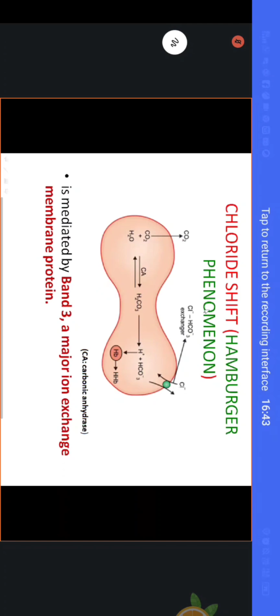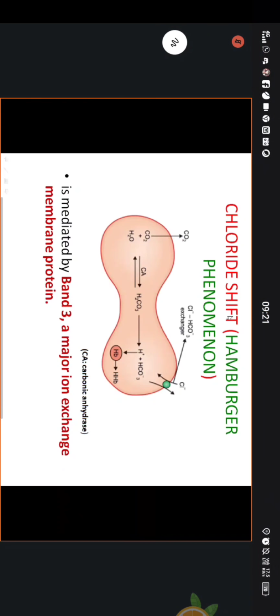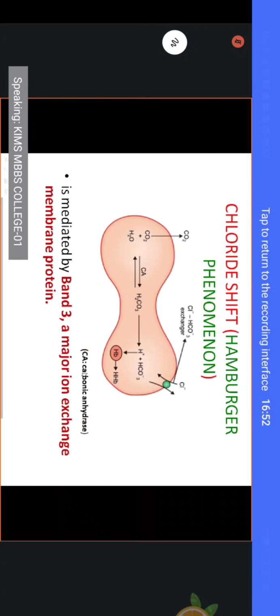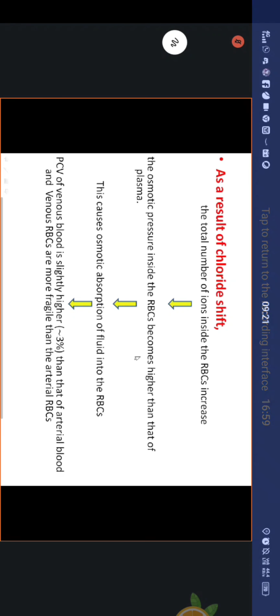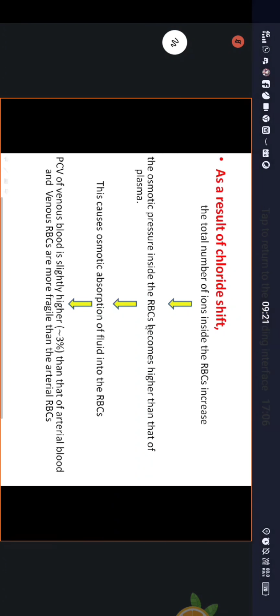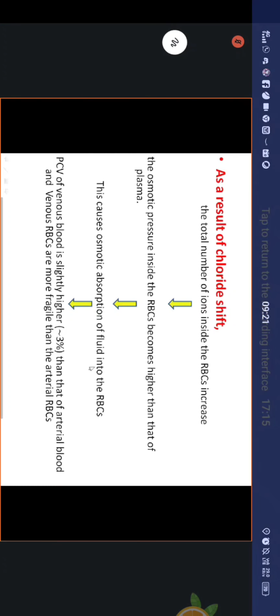It can be usually given as short notes also, very short notes. A 3 marks question on the chloride shift or Hamburger phenomenon. So, what will happen because of this chloride shift? Because of the chloride shift, more chloride ions are coming into the RBC. So, there will be increased osmotic pressure within the RBC compared to the plasma. As a result, there will be accumulation of fluid in the RBC.